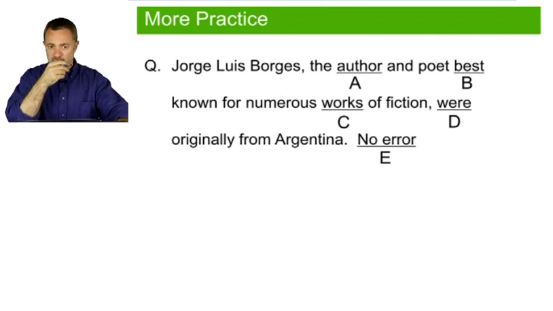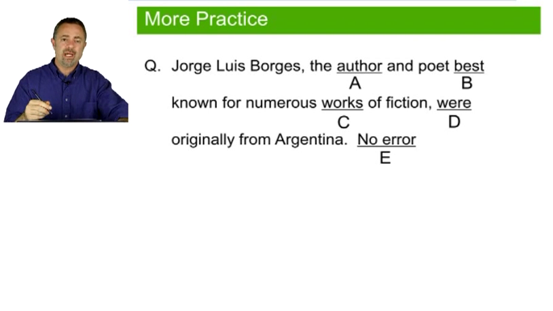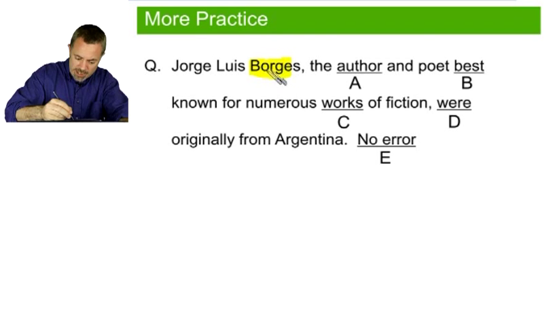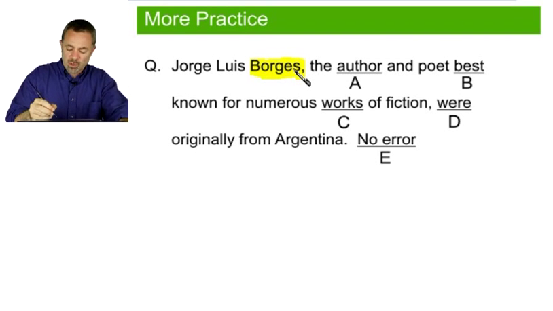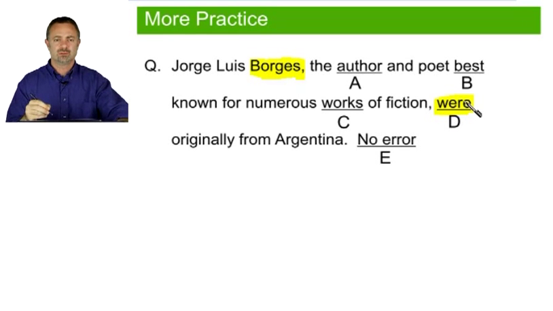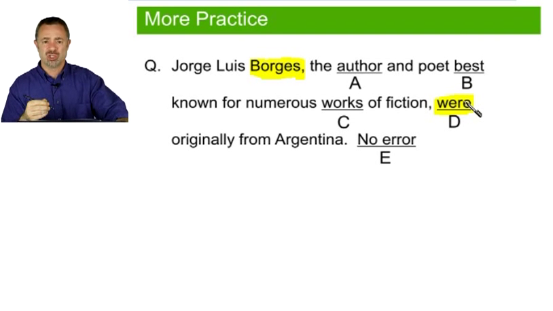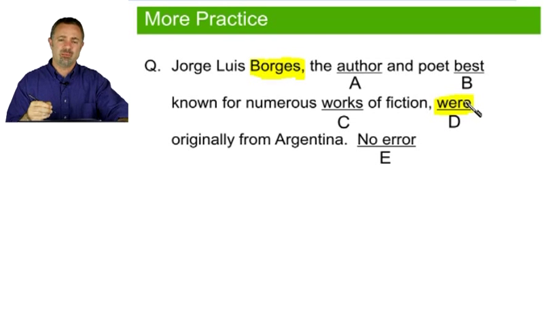Taking a look at another example. Jorge Luis Borges, the author and poet that's known for numerous works of fiction, were originally from Argentina. Well, Borges is our subject. What's our verb? Were. Well, you wouldn't say that a person were originally from Argentina. You would say that a person was originally from Argentina. So D is our error, so D is our correct answer.